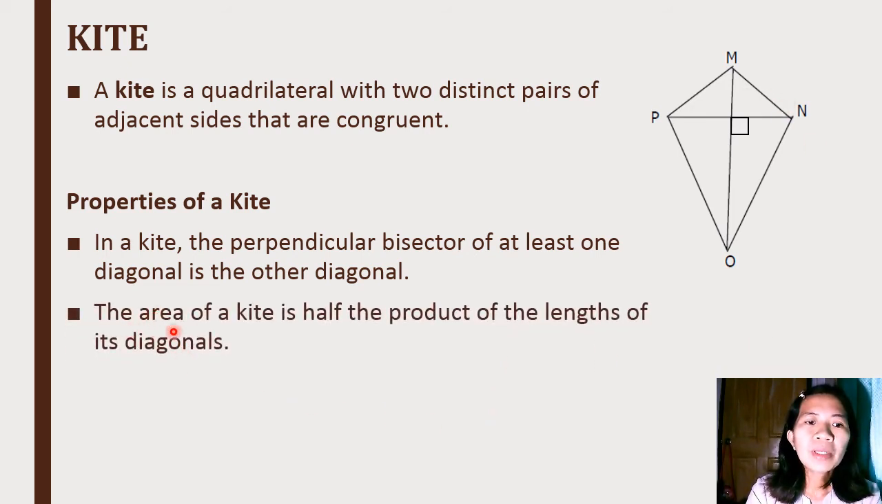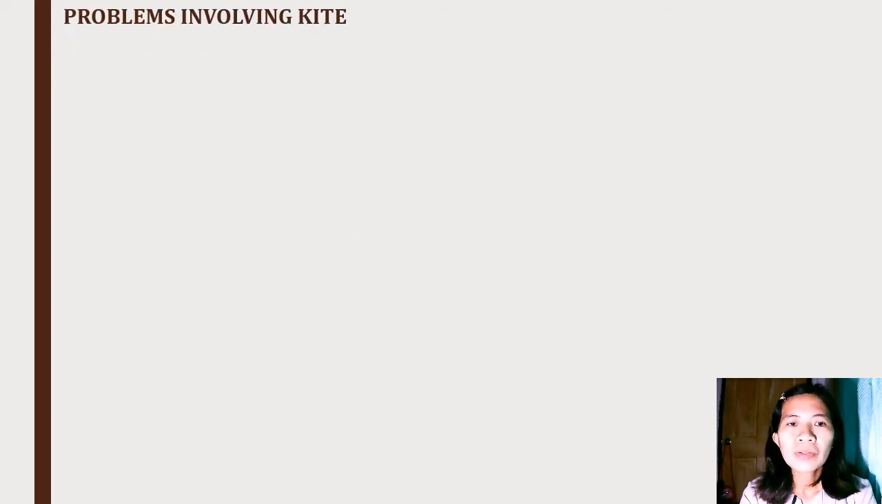Then the area of a kite is 1/2 the product of the length of each diagonal. So we can find the area of a kite by getting 1/2 of the product of the length of each diagonal. Okay, so let's have problems involving kite. So we have this problem.